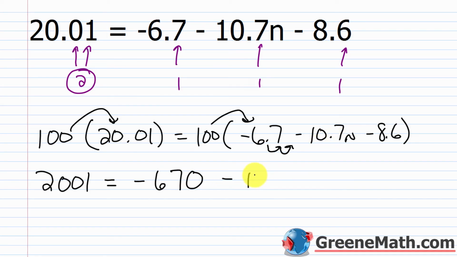So I'm going to have 10. This is going to go 1 place to the right. That's going to be a 7. 1 more place to the right. That's going to be a 0. And then my n. So that's minus 1070n.